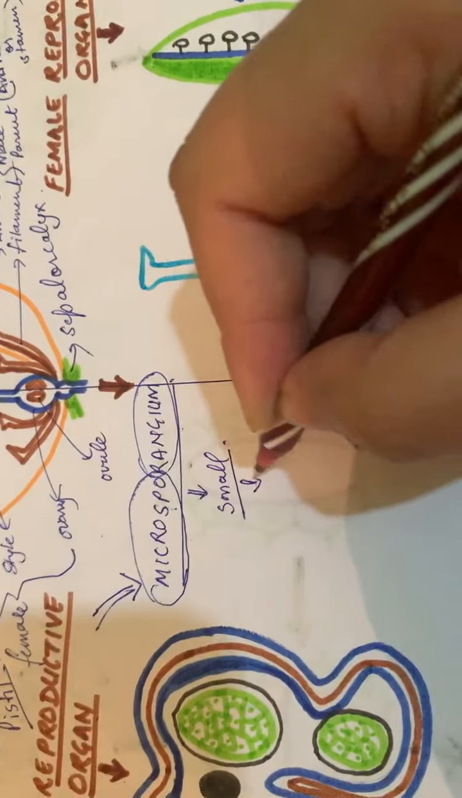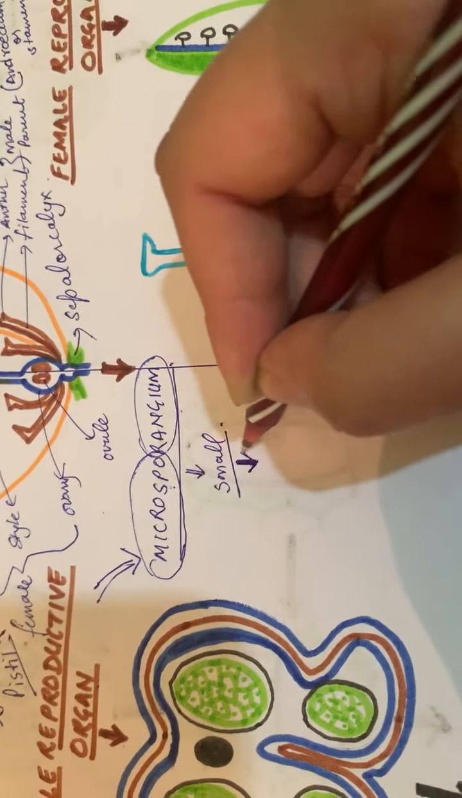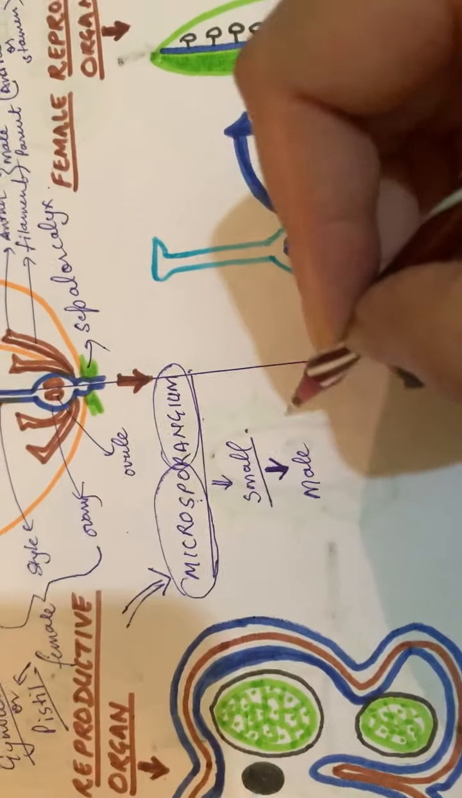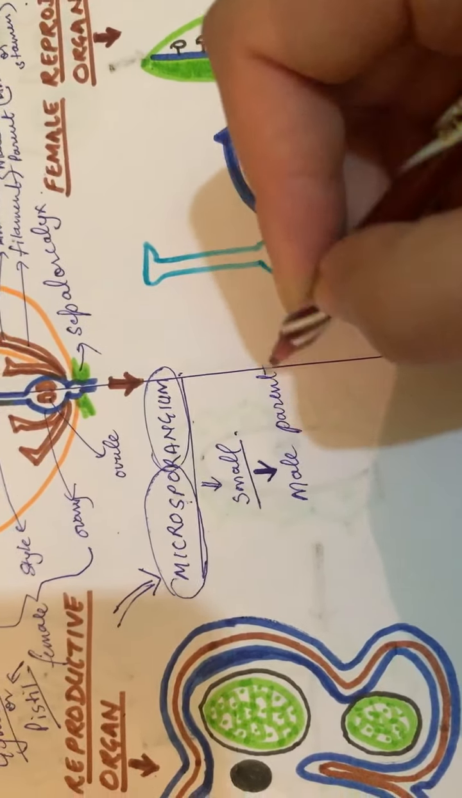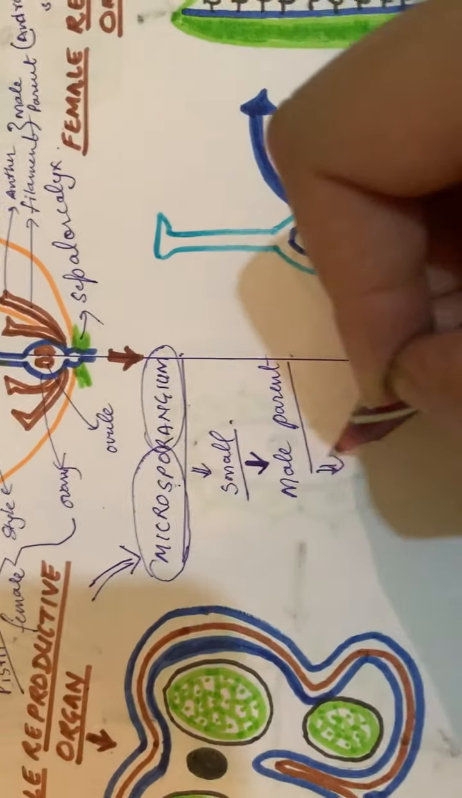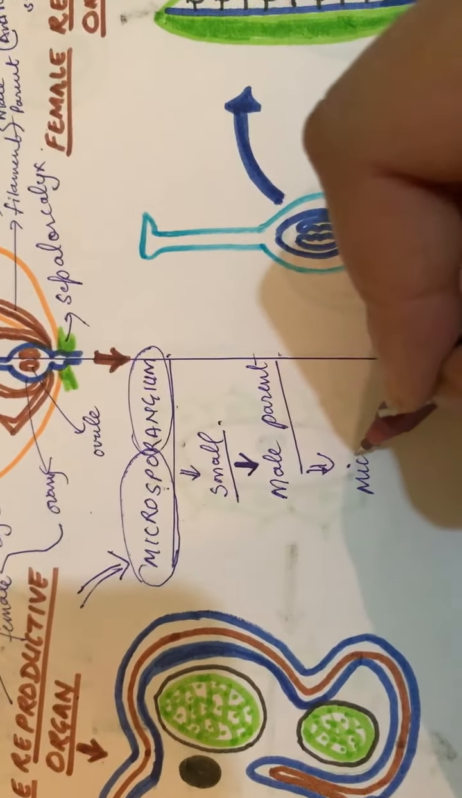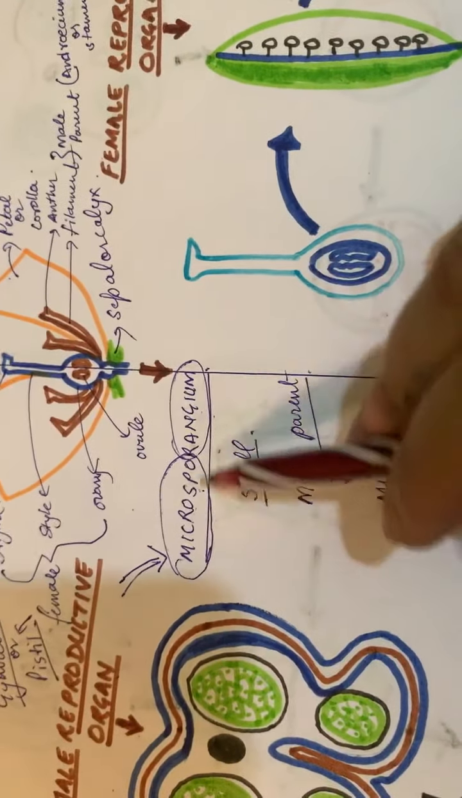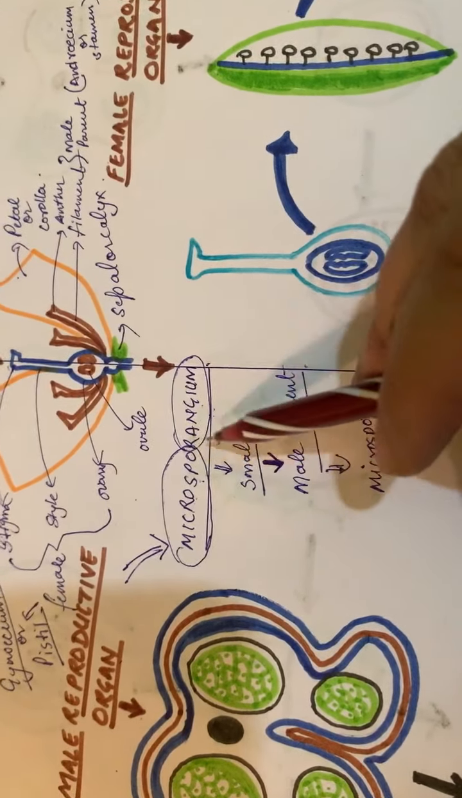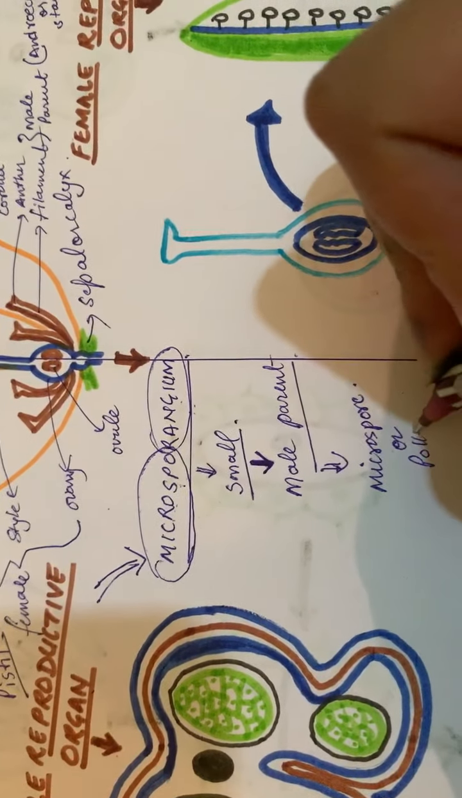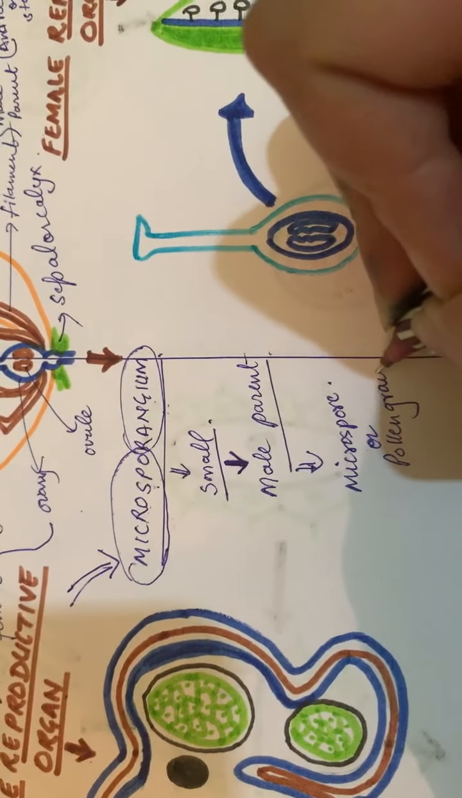Secondly, it derives basically which part, that is male part or male parent. Okay, so the place where microspores are formed, that place is called as microsporangium. What is a microspore? A microspore is a pollen grain. You all must be knowing about it.